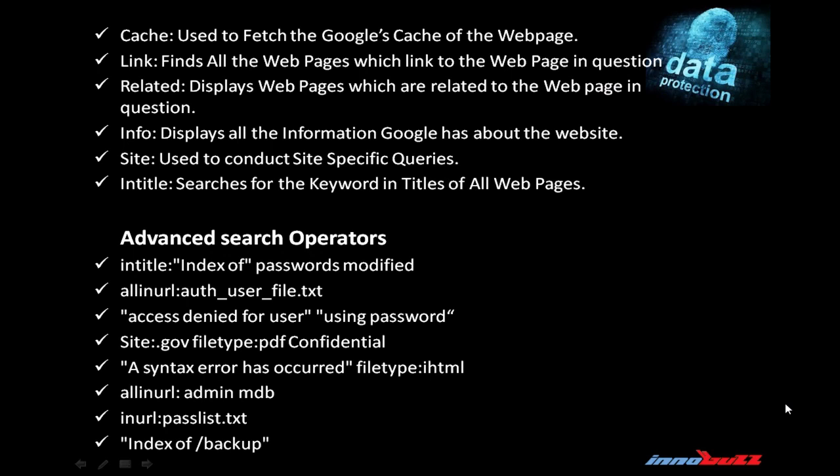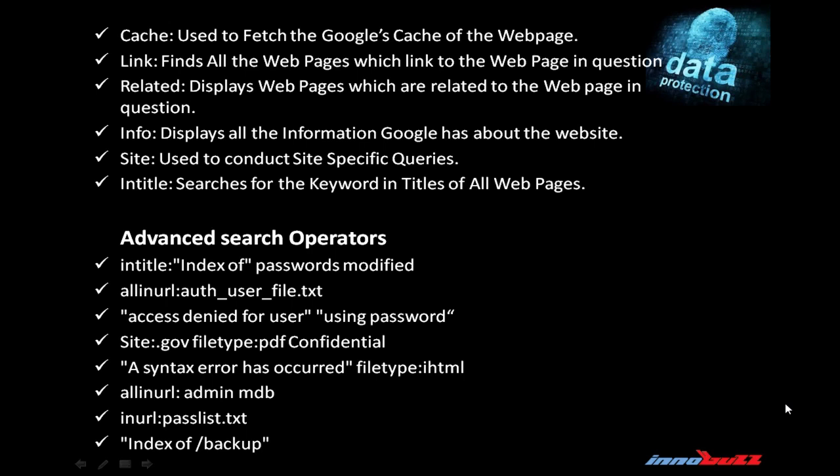Use of cache. It is used to fetch the Google cache of the web page. Use of link. It finds all the web pages which link to the web page in question. Related. Displays web pages which are related to the web page in question. Info. Displays all the information Google has about the website. Site. Used to conduct a site-specific query.